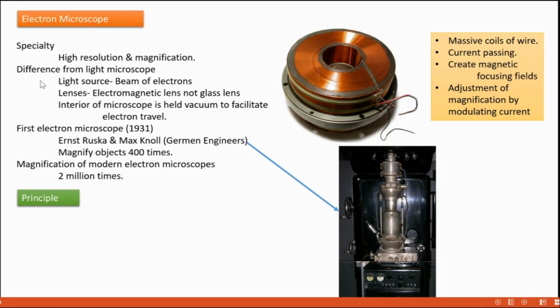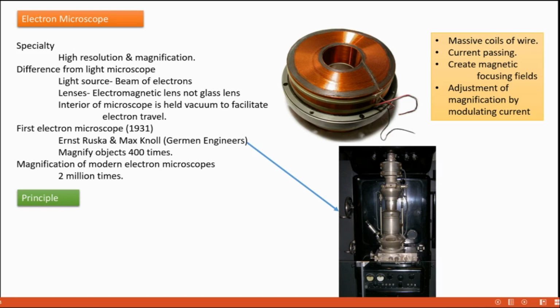Then next, what is its difference from light microscope? In the light microscope, we already know that the source of light is visible light. Source of illumination is visible light. Here, instead of visible light, a beam of electrons is used. And one more difference lies in the type of lenses used in electron microscope.